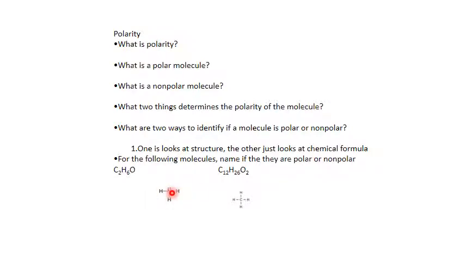Another way I told you is if you look at the chemical formulas, like in these two cases, and if the ratio of carbons to oxygens is greater than 3 to 1, then it's probably going to be nonpolar. So in this case, the ratio is 2 to 1, so this is going to be a polar molecule. And the ratio here is 12 to 2, or 6 to 1, so this is greater than 3 to 1, so this is probably going to be a nonpolar molecule.